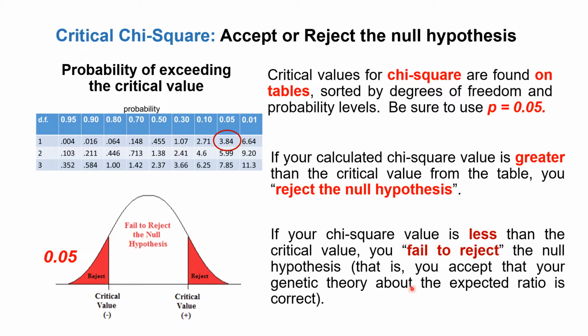Okay, in other words, that is what you accept: that your genetic theory about the expected ratio is correct. And we will do it in a second. If the value is around here, it means that there are 50-50 chances of getting the right value with the coin.